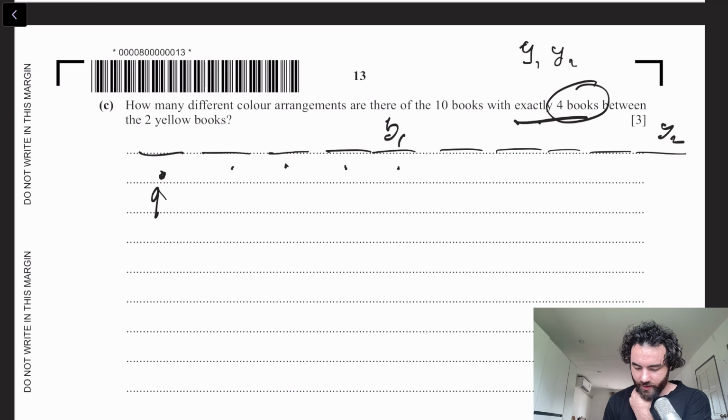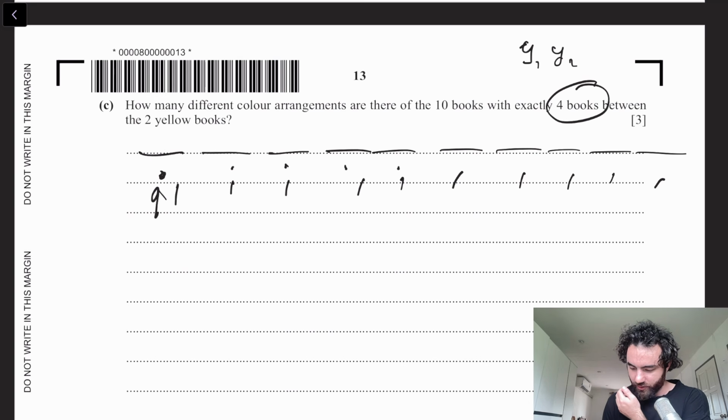If I put 1 there, I have 1 way to do it every single time. So there's 1 way to put it there. If yellow 1 goes there, then yellow 2 has to go there. 1 way, 1 way, 1 way, 1 way, right? Wherever I put my first yellow one, if I put the yellow one here, there are exactly 4 books between them: 1, 2, 3, 4. Yellow 2 has to go there. Exactly 4 books. So there's 10 options.